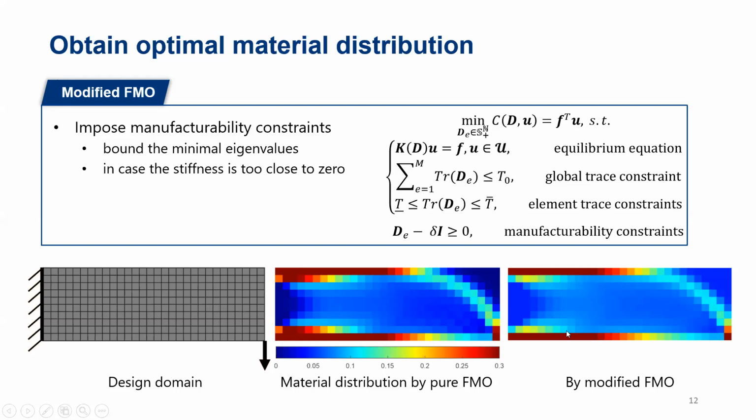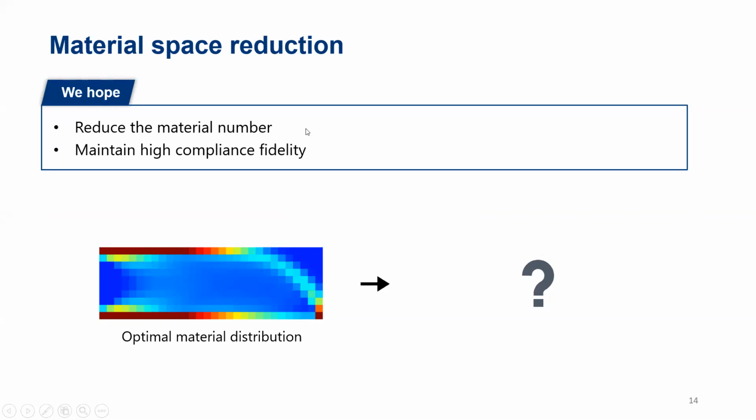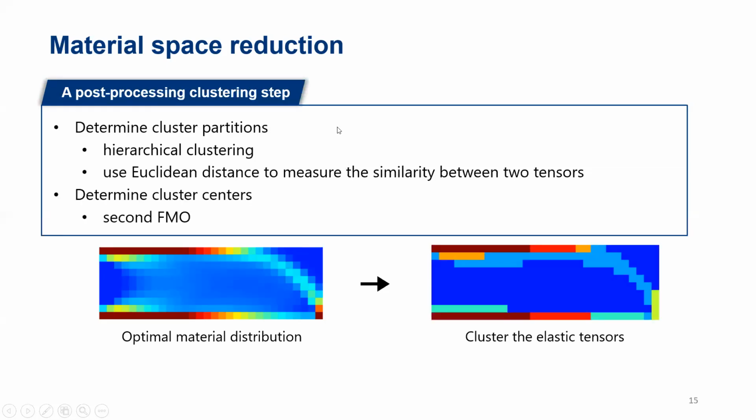This large number of different materials brings some challenges, including the huge amount of calculations in inverse homogenization and connectivity control between adjacent cells, et al. We hope to reduce the material number while maintaining high compliance fidelity. Here, we propose a post-processing clustering step. We chose hierarchical clustering and use Euclidean distance to measure the similarity between two tensors. After determining the cluster partitions, we do the second FMO to generate the corresponding cluster centers.